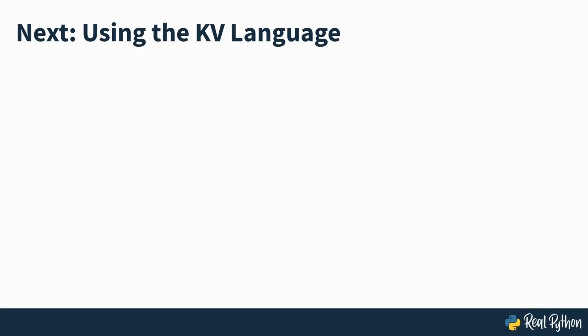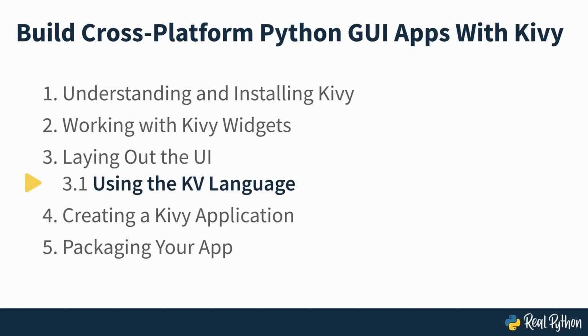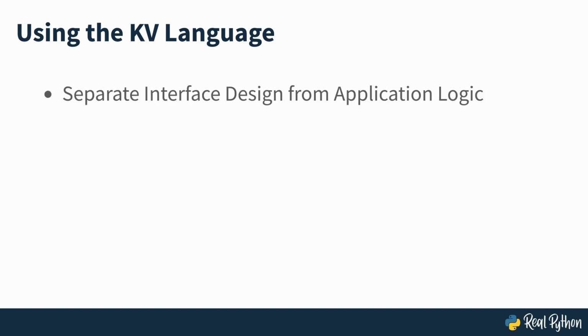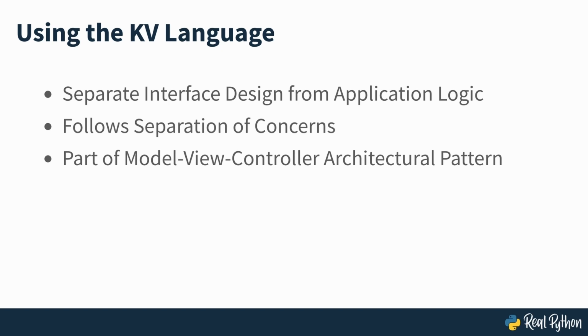In the next part of the course, you'll take a look at using the Kivy language to create your layouts. Using the Kivy language. Kivy also provides a design language called kv that you can use with your Kivy applications. The kv language lets you separate your interface design from the application's logic. This follows the separation of concerns principle and is part of the Model View Controller architectural pattern.